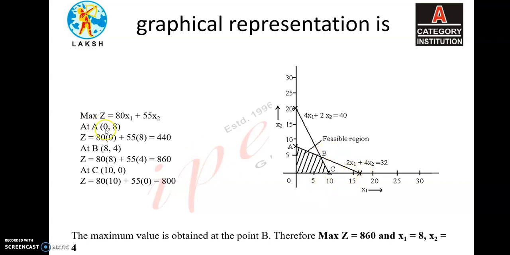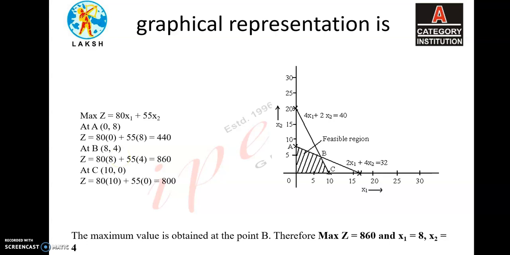Now putting all the values of the coordinates in the objective function. The maximum value is 860 and the coordinates are 10 and 0. So the maximum value is obtained at the point B. Therefore, maximum z is equal to 860 and x1 equal to 8 and x2 is equal to 4. That we have to find out in this problem.